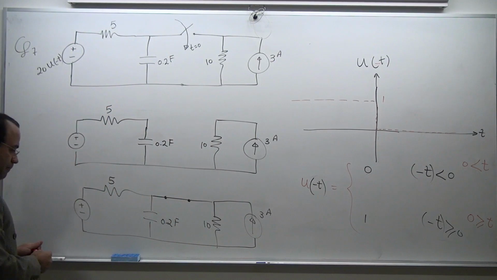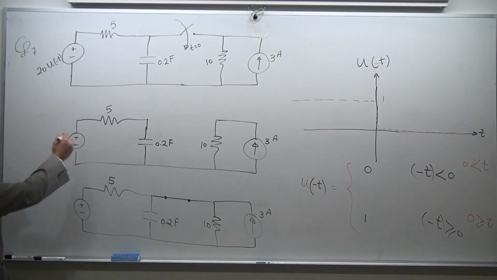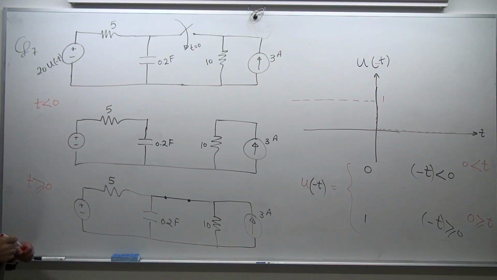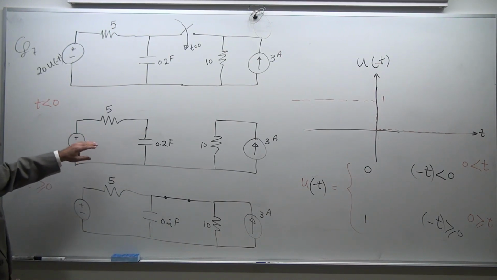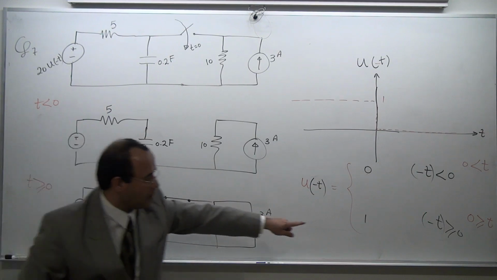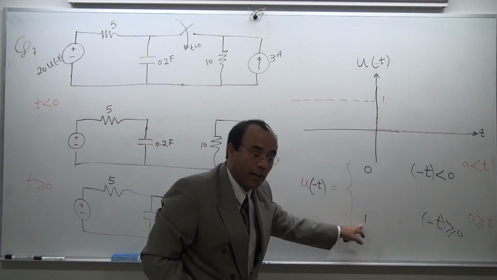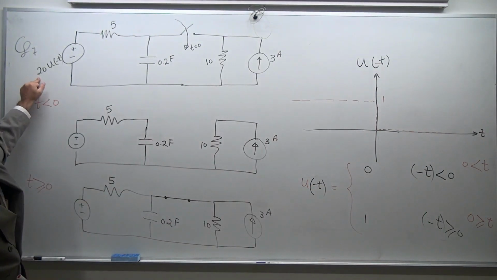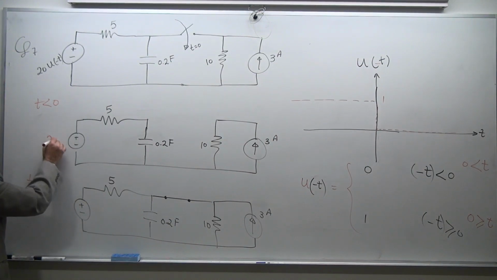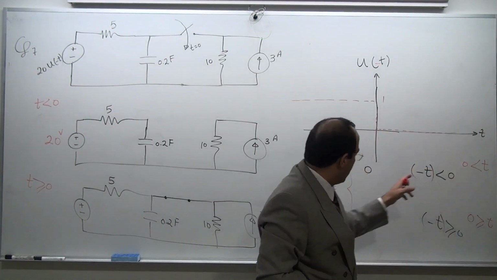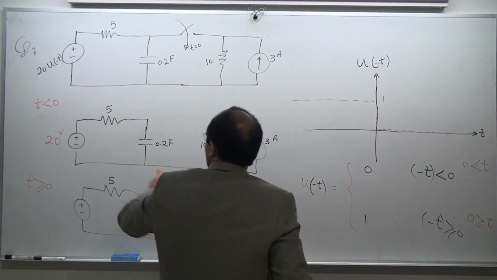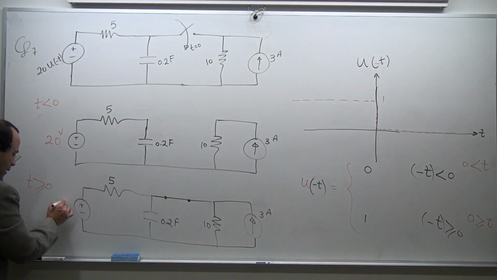How about this guy? For t, this is supposed to be t less than 0, and this is supposed to be t greater than or equal to 0. The switching event is 0. The moment that topology actually changes. Now, for t less than 0, u of minus t is 1. 1 times 20, you've got yourself 20. So this is 20 volt. For t greater than 0, u of minus t is 0. 0 times 20, that's going to be 0 volt.